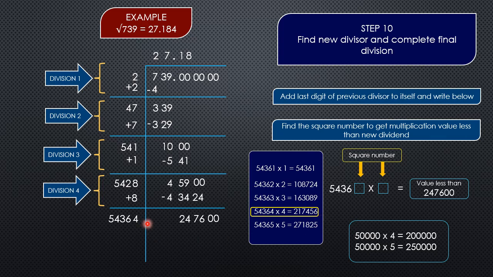Write 4 in the divisor, 4 in the quotient, and its multiplication value 217456 below the dividend. Subtract 217456 from 247600 and write the remainder 30244. That completes the fifth and final division, and we found our square root value 27.184.